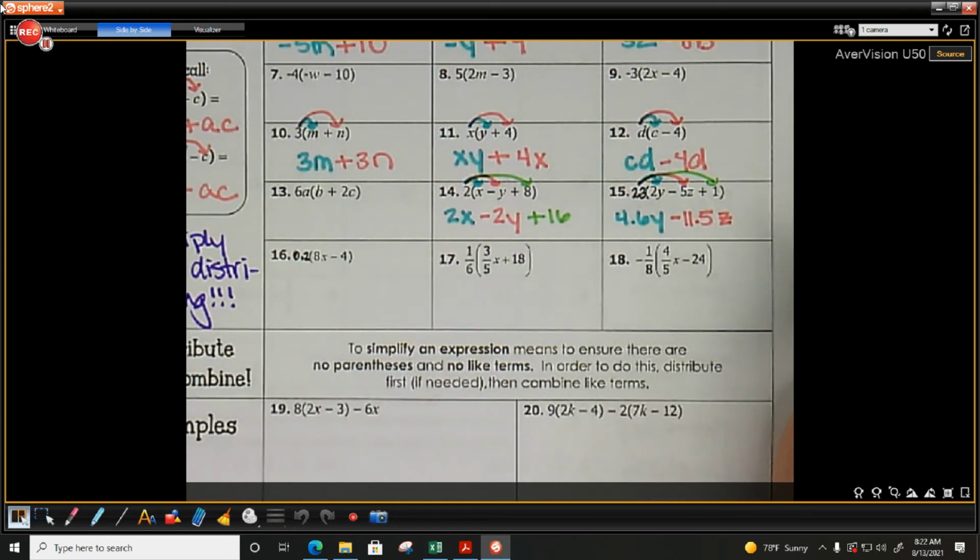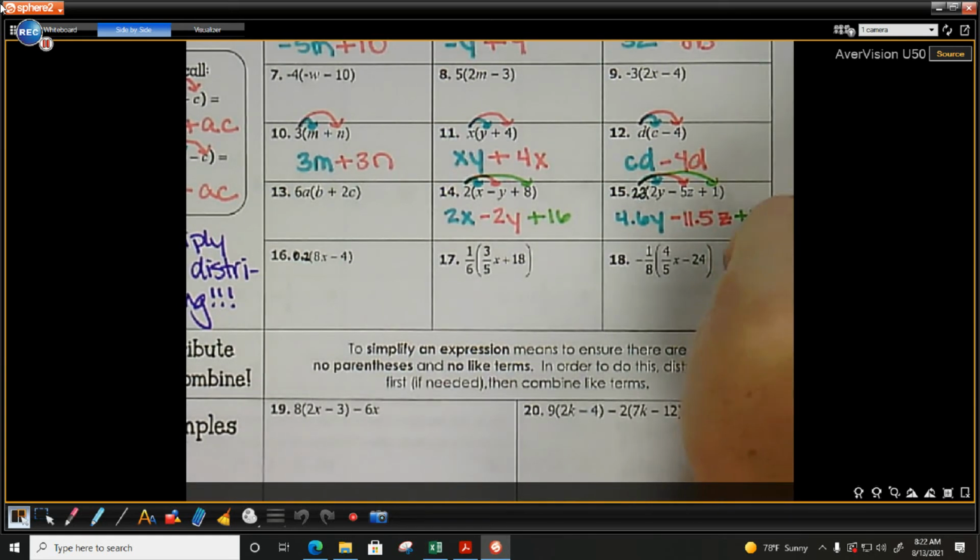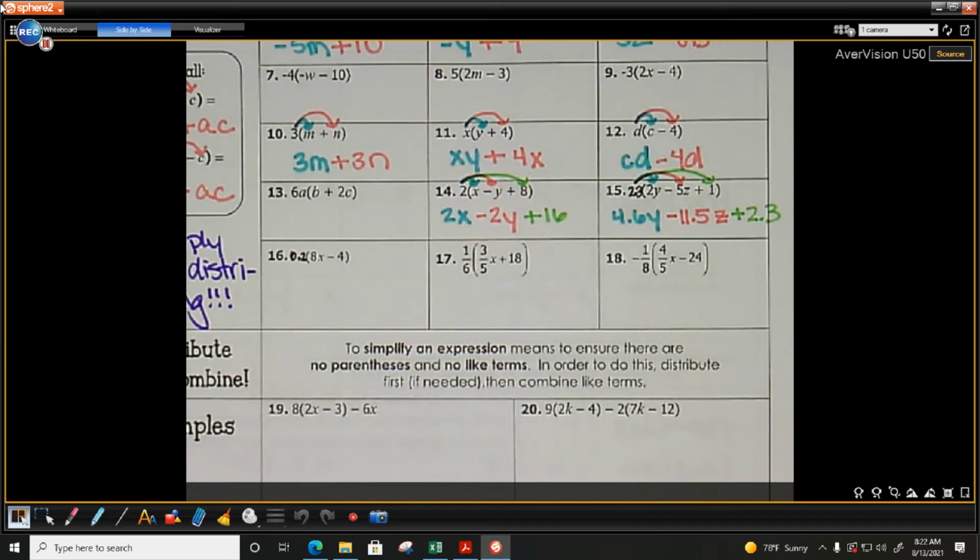Okay, do we think we can do number 16 on our own? Yep. That's a 0.2. Okay, do 16 on your own, and that's a 0.2.